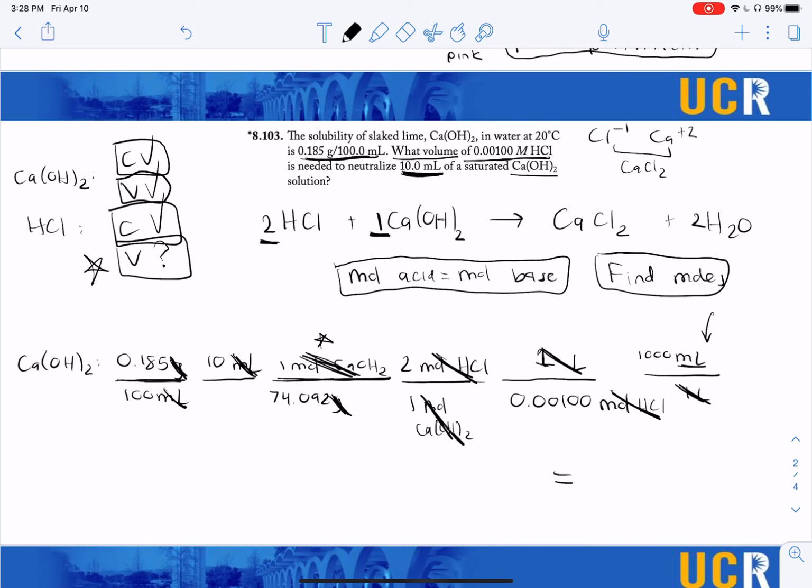So now our final answer is going to be in milliliters. And I already did the math on that. And so the math on that is going to be 500 milliliters of HCl, which is our answer.